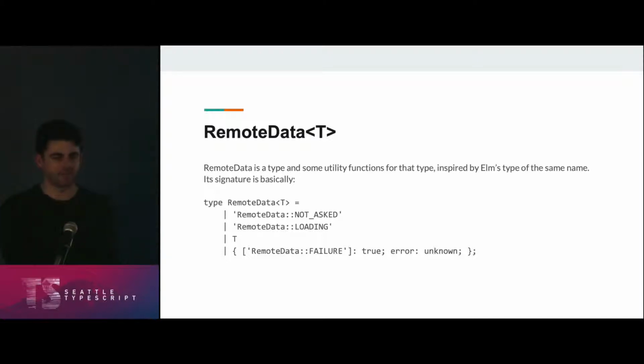So this is the simplified signature of RemoteData. It's either not asked, i.e. I've not started the operation to get this data yet. Loading, I'm in the process of getting this data. The value being represented by the RemoteData, or an object that has this failure property set to true, and then an error of unknown type.